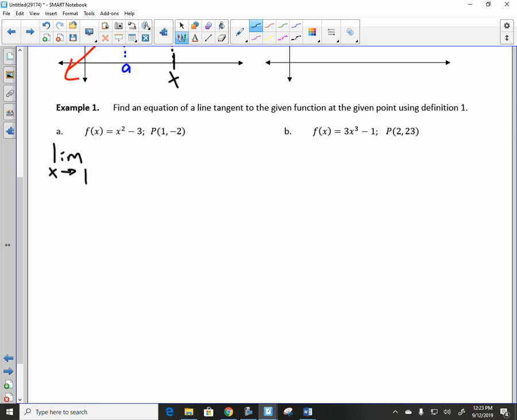Of f of x. What is f of x? X squared minus 3 minus f of A. That means what do we get when we plug 1 in? We get negative 2. So this is going to turn into plus 2 divided by x minus A, x minus 1. So therefore we have the limit as x goes to 1 of x squared minus 1 over x minus 1.